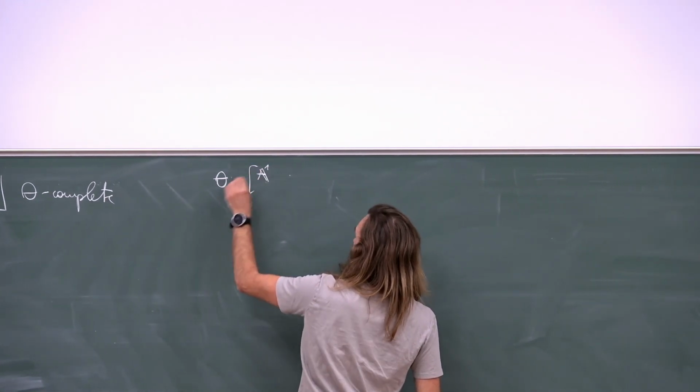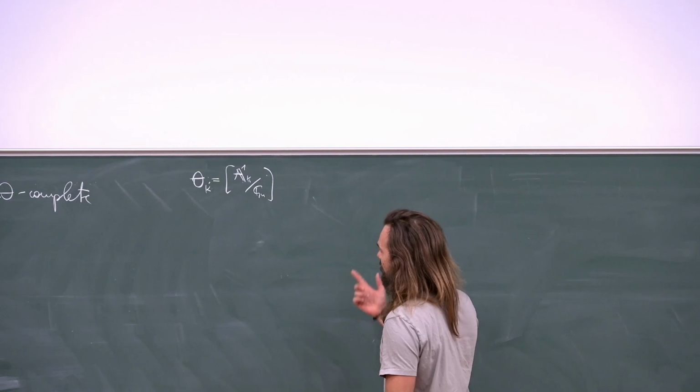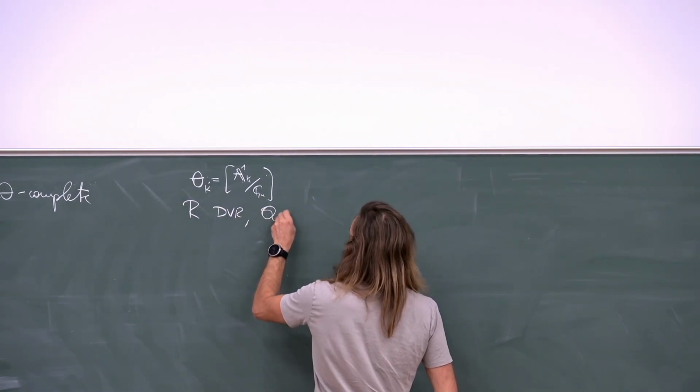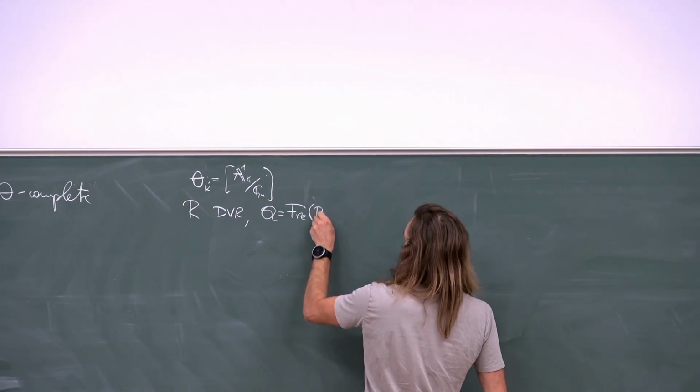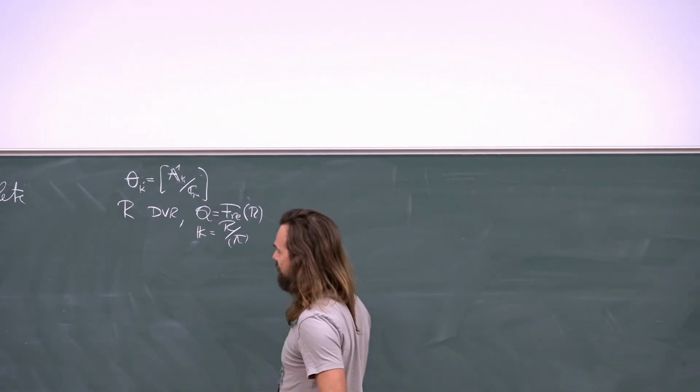Theta k would be the quotient of A1 by Gm with weight 1. I would fix a DVR, say Q would be the fraction field, and K would be the residue field. Pi would be the uniformizer or whatever.